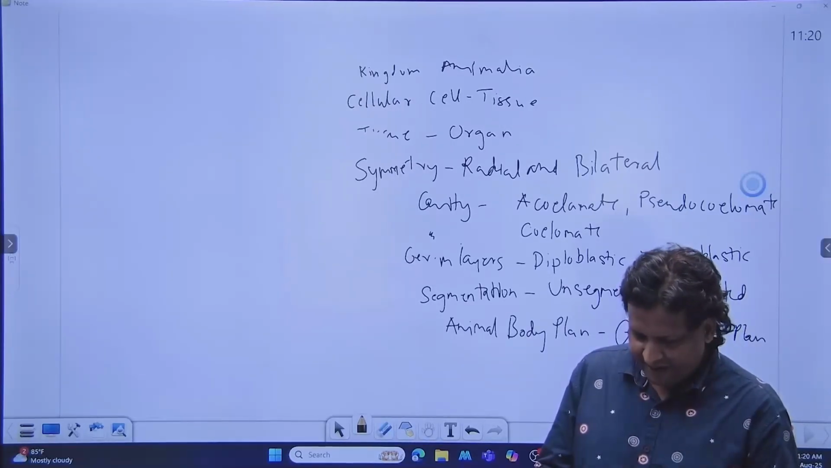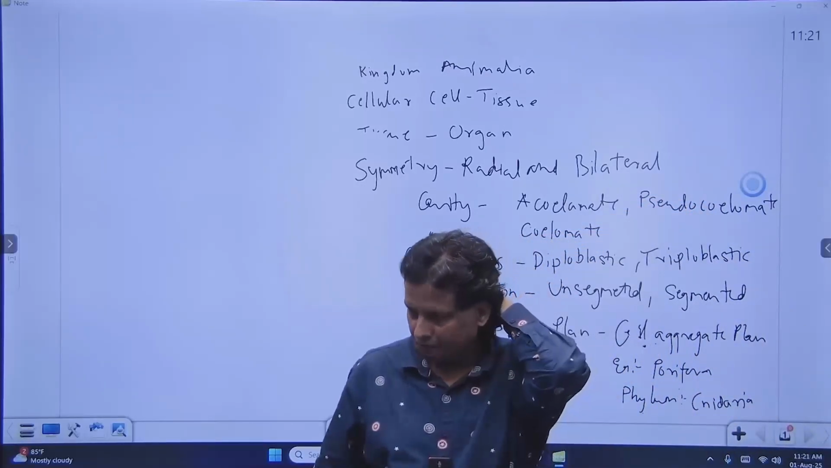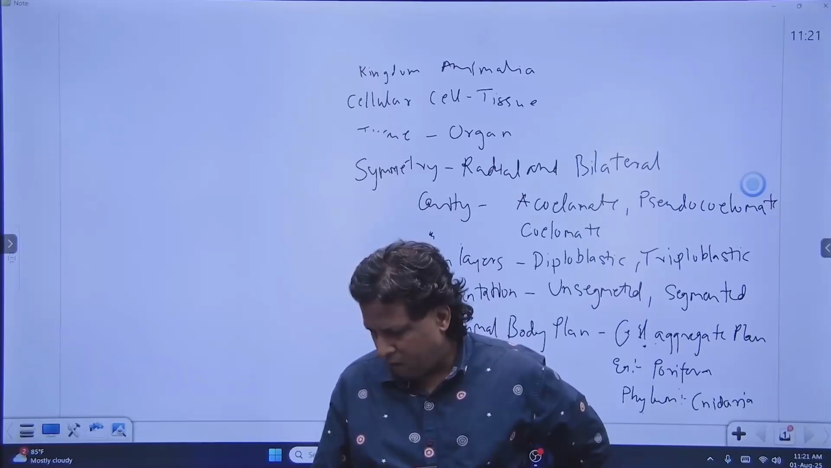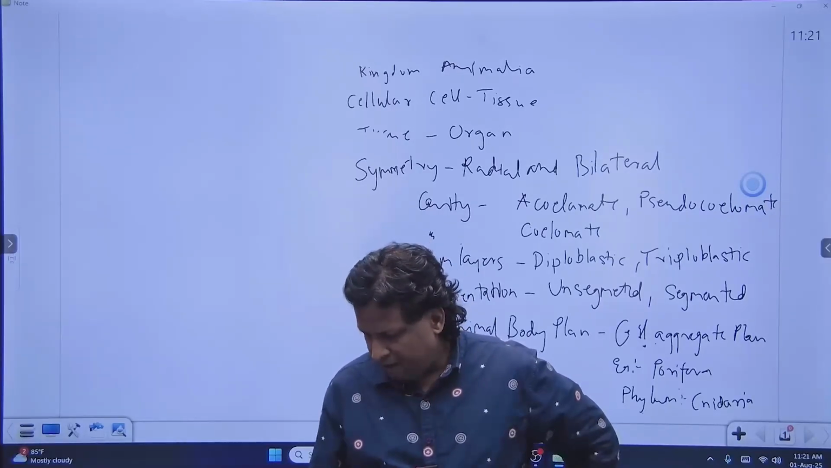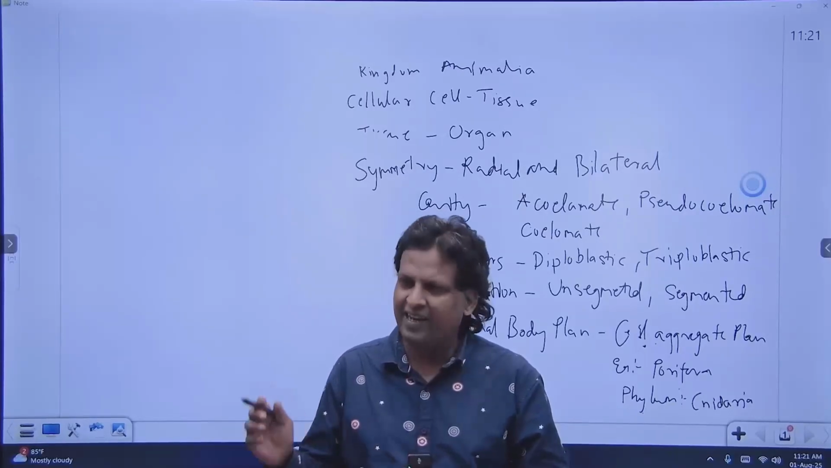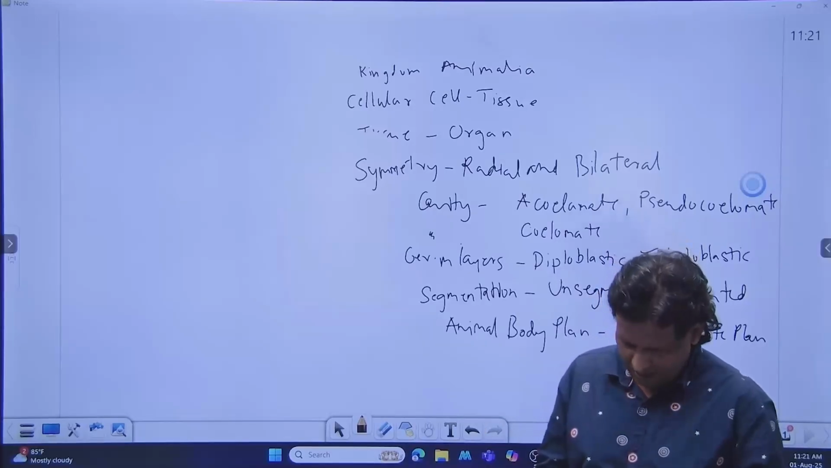Okay, we have seen the cell aggregate plan. Everybody has understood the cell aggregate plan? Okay. So that example we are studying. Phylum Porifera. Pori means pores, pores means holes. They have holes. Phera means bearing, having pores, having holes.